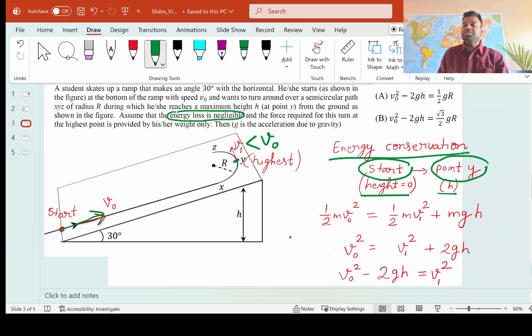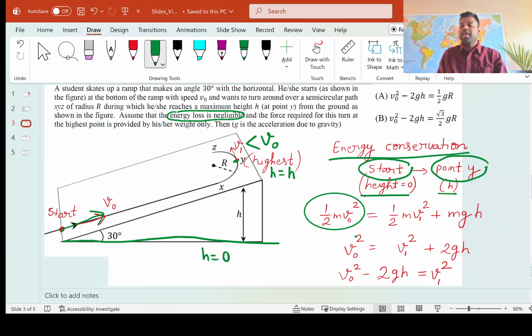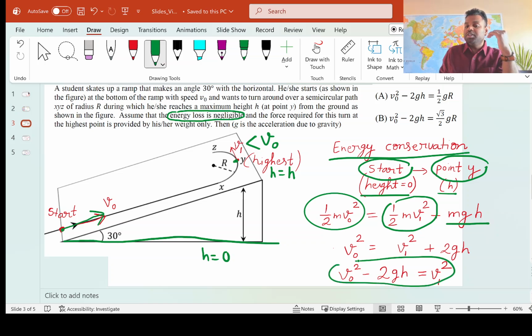Initially kinetic energy is half m v0 square, right? And at the start point we can set height equal to 0, and at the highest point height is h. At the highest point the kinetic energy is half m v1 square and the gravitational potential energy is mgh. If you simplify it, we will get v0 square minus 2gh equal to v1 square. So the left hand side is matching what we see in the options, but the right hand side is not in v1, it is in gr. So if we find out what v1 is in terms of g and r, the gravity and the radius of the turn, then we can figure out which option is correct.